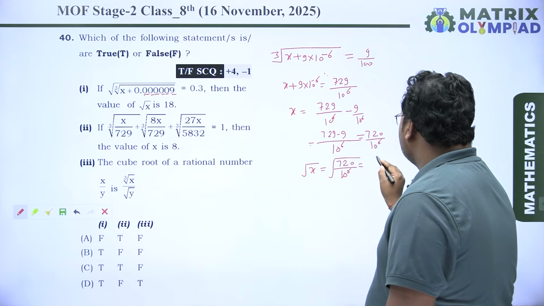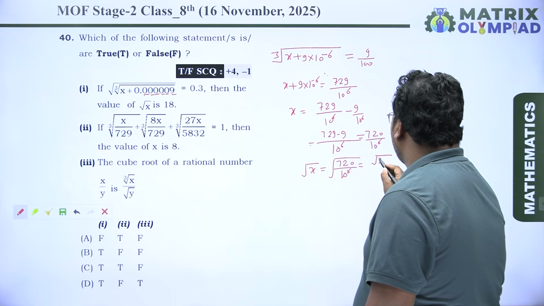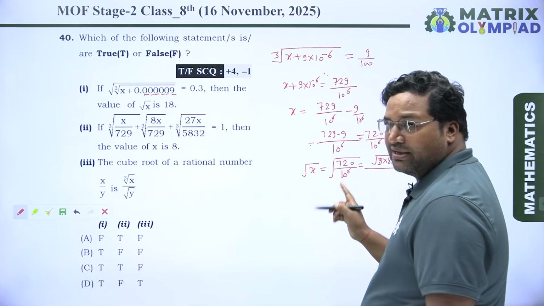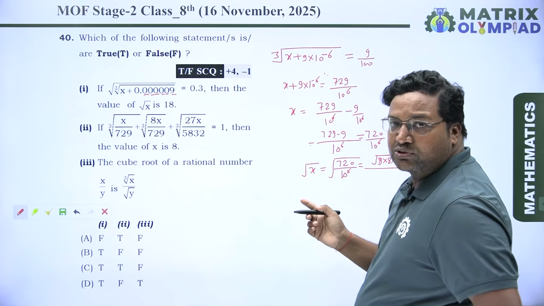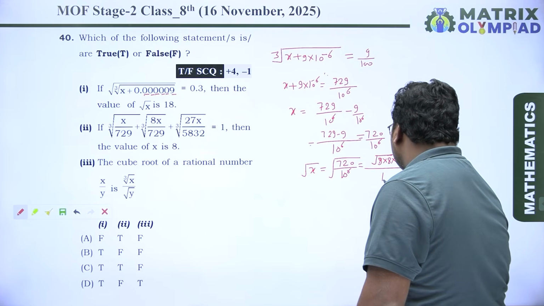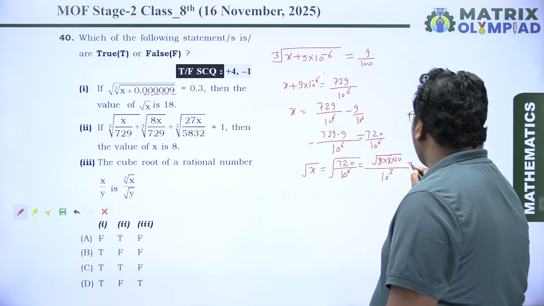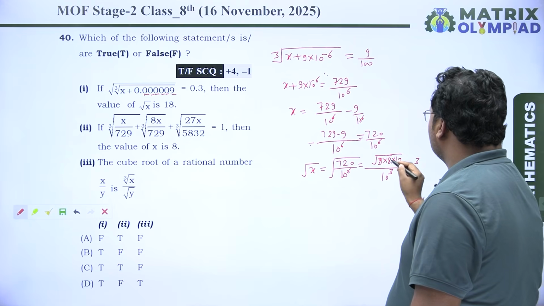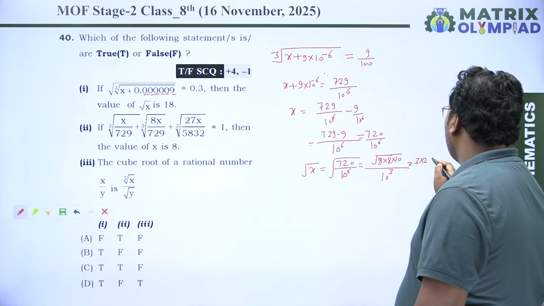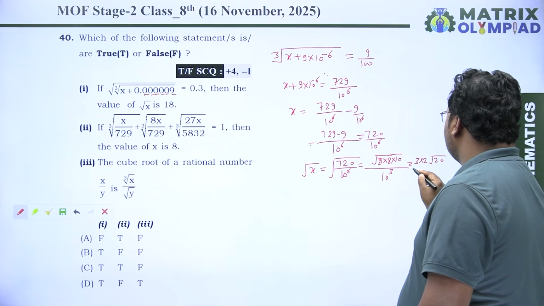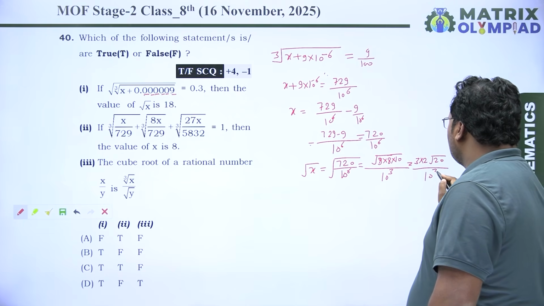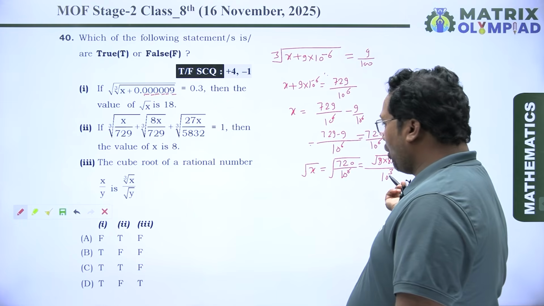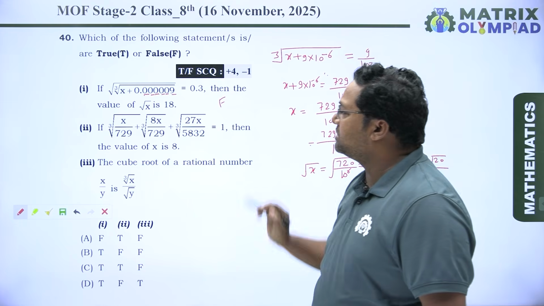Here you can see square root of 720, I have to write this number as 9 into 8 into 10, the factors of 720, and square root of 10 to the power 6 is 10 to the power 3. Now I have to calculate the square root of this number, so square root of 9 is 3, square root of 8 I have to write 2 under root 2, so it is 6 under root 20 upon 10 to the power 3, but it is given that square root of x is 18, but it is not the answer, so this statement is a false statement.